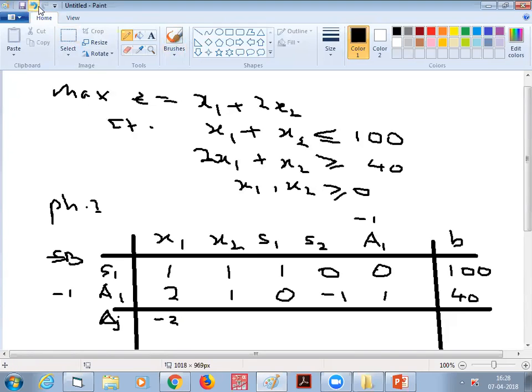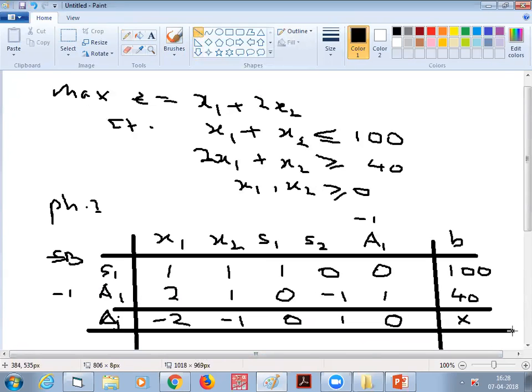One second. This is minus 2. Minus 1 into 1 is minus 1. This is 0. This is plus 1. This is minus 1 minus minus 1, so 0. And this we don't really need. So what will happen? What is the most negative delta J? Minus 2. So this is the most negative delta J.